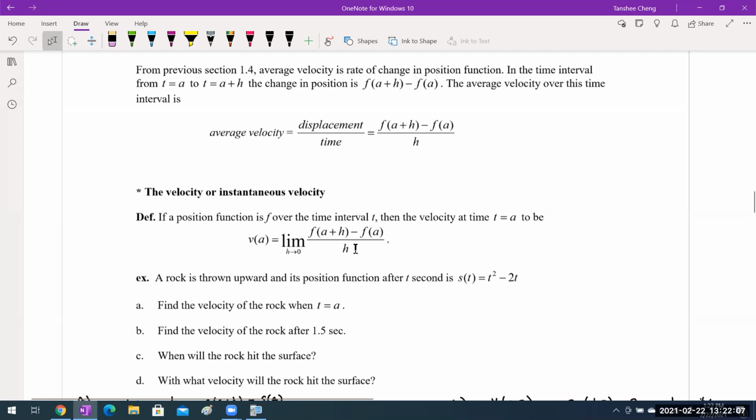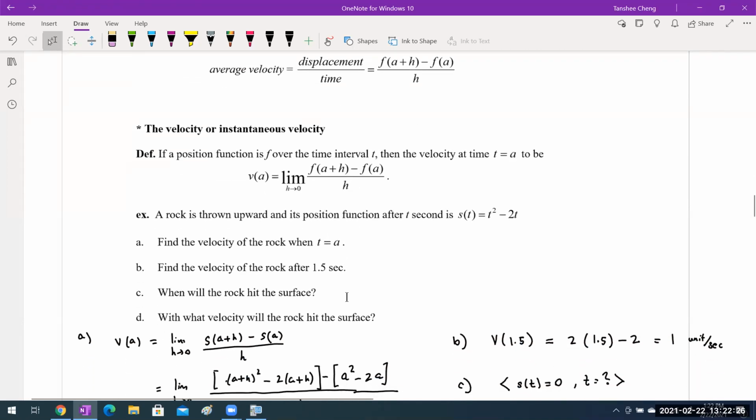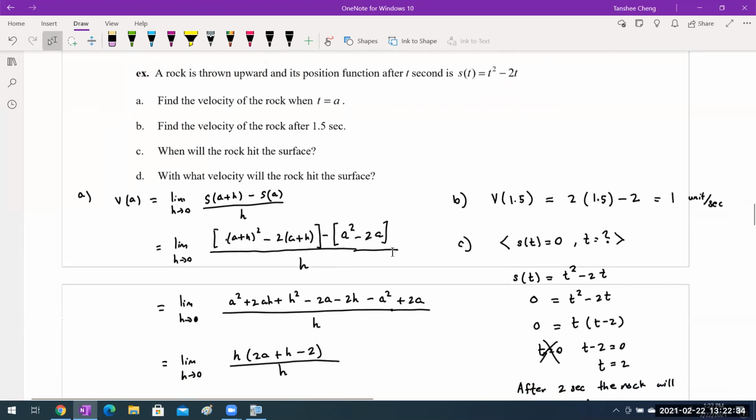And also in populations, we want to find out the population growth, the rate of change at that moment of a colony of bacteria. So that rate of change is not only used in these position functions, it's used in many natural sciences and other applications. So this formula is basically very important.